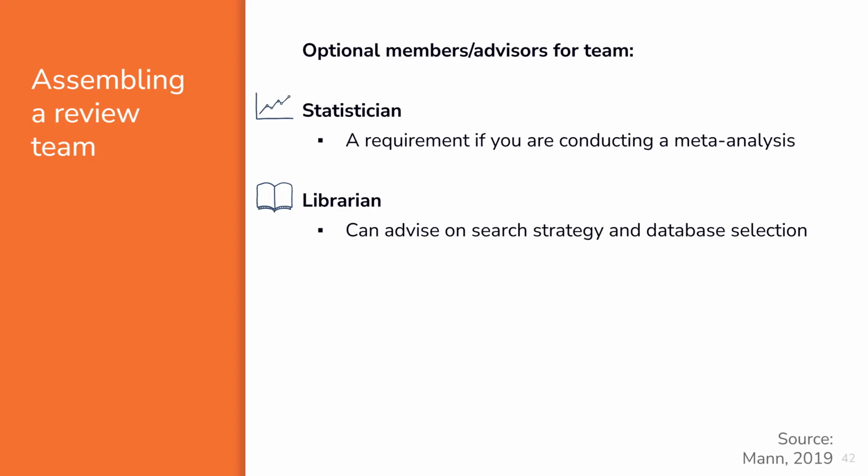A statistician is a requirement if you are conducting a meta-analysis. And as we previously discussed in part 1 of the workshop, a meta-analysis normally takes place as a second step in a systematic review. So generally, statisticians are brought on board if you're conducting a meta-analysis because they involve looking at data and statistics that are found in articles under review.